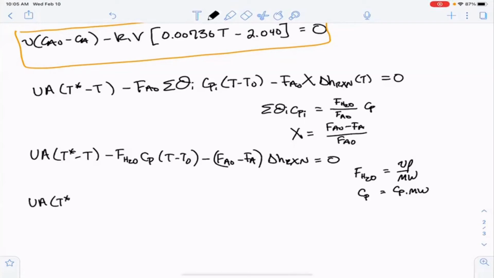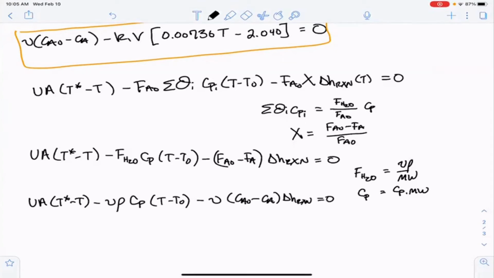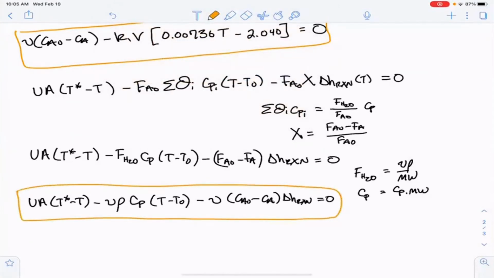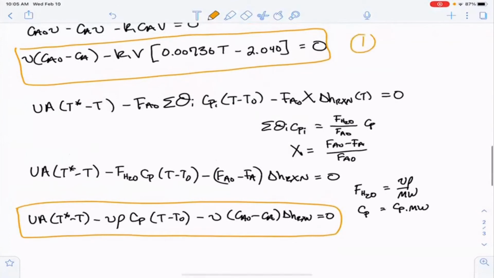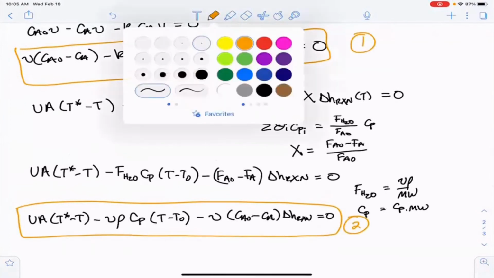So UA times (T star minus T) minus the volumetric flow rate times the density times our heat capacity in the units we have times (T minus T0) minus the volumetric flow rate times (CA0 minus CA) times delta H of reaction is equal to 0. And this is our second equation that we can solve, right? So that's equation 1, that's equation 2.